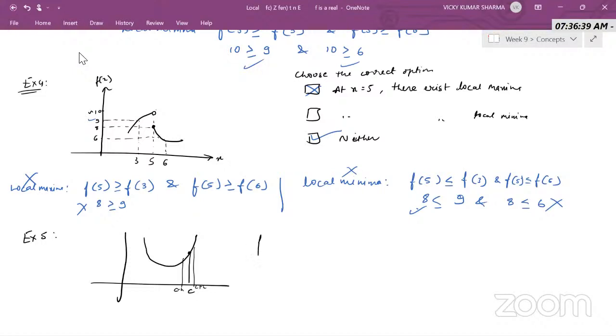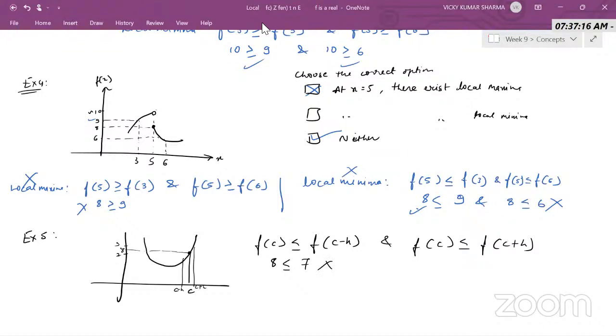So for local minima, what should happen? F of C should be less than or equal to F of C minus H, and F of C should be less than or equal to F of C plus H. What is F of C? F of C is some value, right? Whenever you solve this, just give some random values. If this is 8, this is 9, and let's say this is 7, what is F of C over here? F of C is 8. Is 8 less than or equal to F of C minus H, which is 7? No, it fails right here itself.